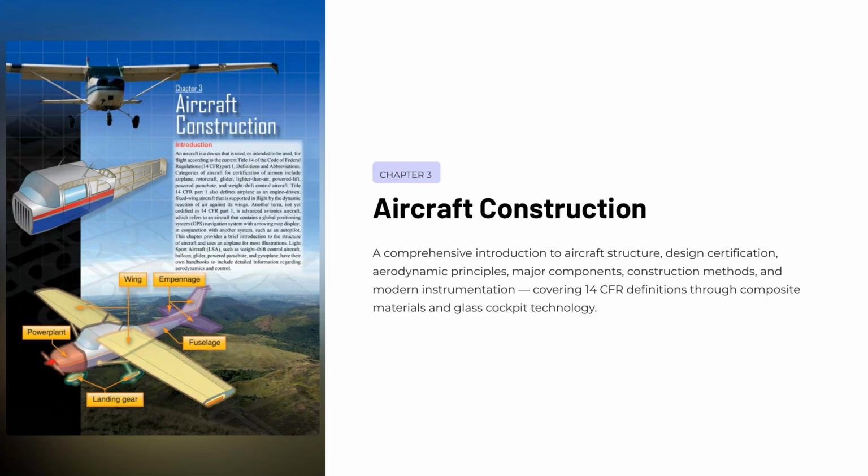From there, we'll move into the core aerodynamic principles that shape structural design decisions, followed by a detailed examination of the major components that make up a typical aircraft. We'll also cover the various construction methods used in aviation, from traditional aluminum airframes to modern composite materials. Finally, we'll introduce glass cockpit technology and the advanced instrumentation systems that are increasingly common in today's aircraft.